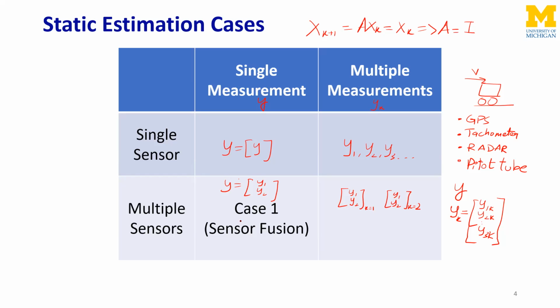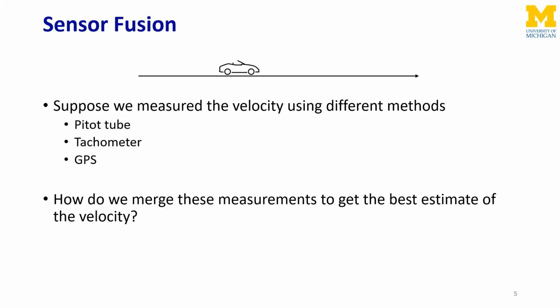So first, we're going to consider this case. This case is also called sensor fusion. So you have multiple sensors making one single measurement, and you want to find out what is the best estimate of the variable that you're trying to estimate.